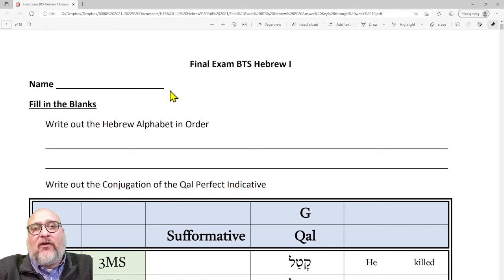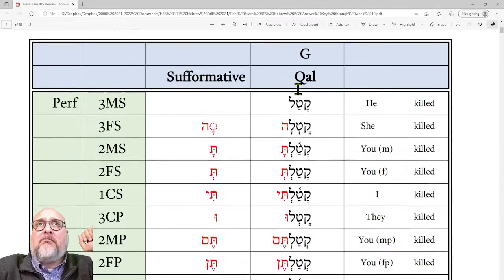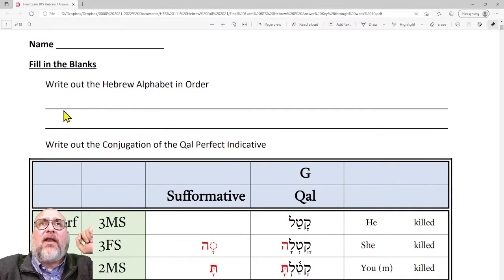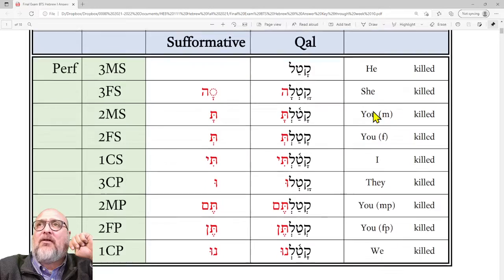It has three sections: the charts, the vocab, and then translation. The first thing I'm asking you to write out is the Hebrew alphabet in order. I would start from right to left. So Aleph, Beit, Gimel, Dalet, Hey. Write out all of those. Include the final letters if you can remember those.